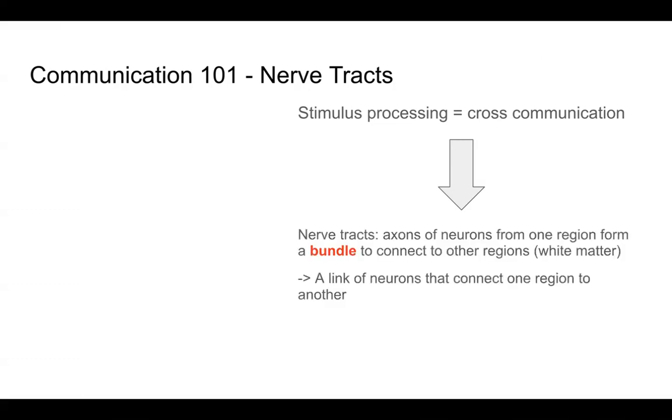This communication happens through things called nerve tracts. Nerve tracts are basically axons of neurons from one region that form a bundle to connect with other regions. The axons, and more specifically the myelination around the axons, are known as white matter, because when you look at it through a scan, they appear white because of all the myelination around it. So what these do is they link one region of neurons to another. That's what nerve tracts are.